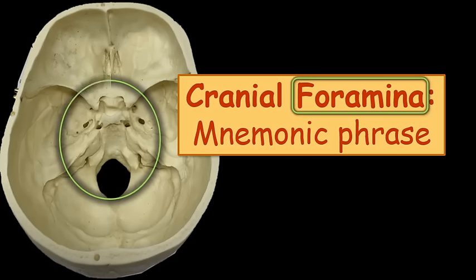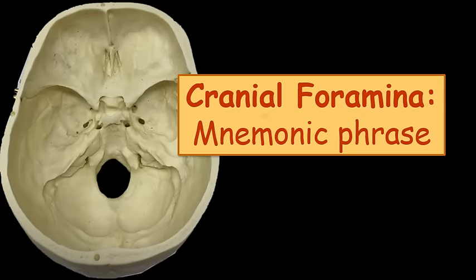And so what about that term foramina? Well, in skeletal biology, foramina means holes. So these are holes for nerves and blood vessels and things like that. And each one of them is called a foramen.